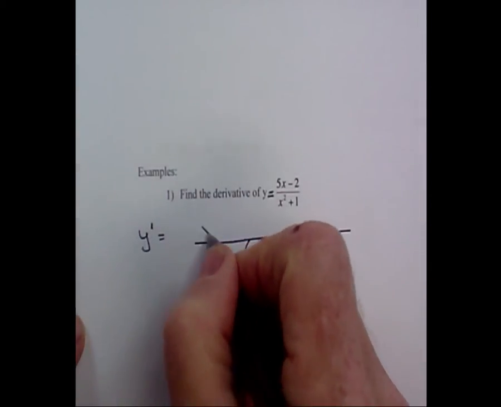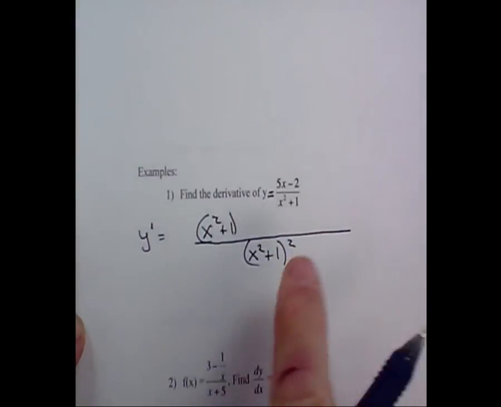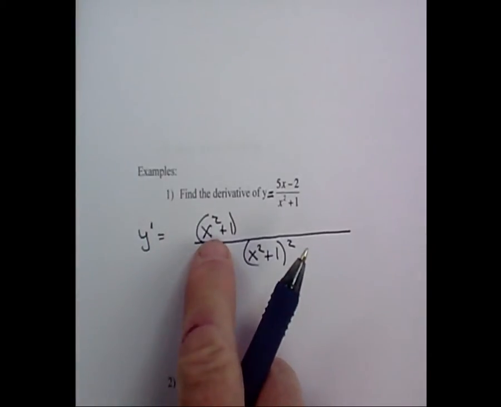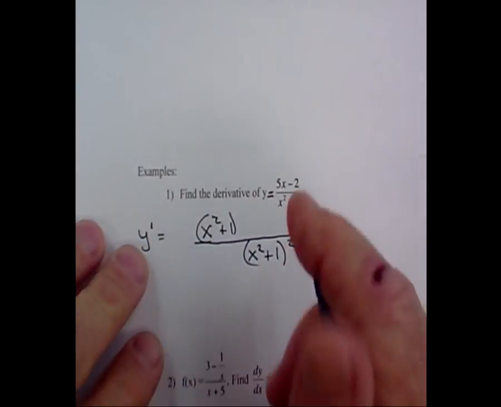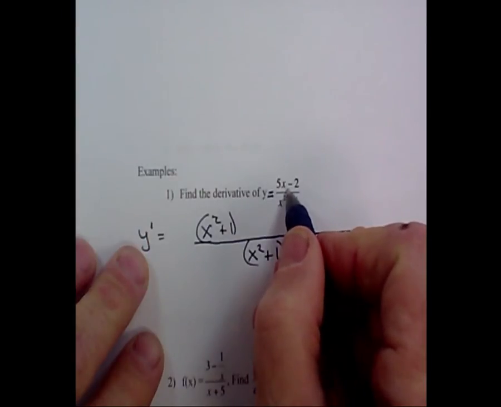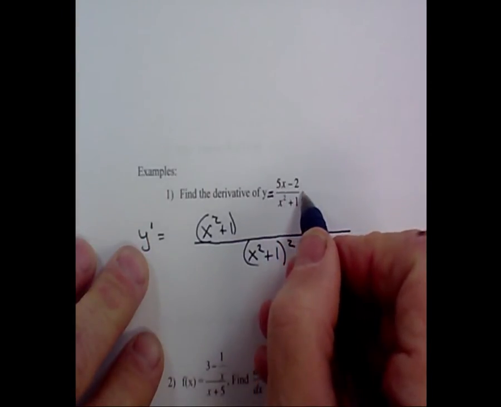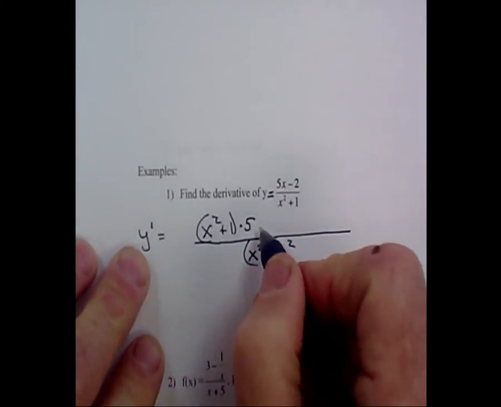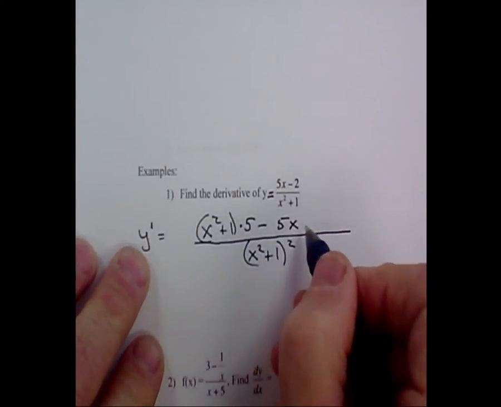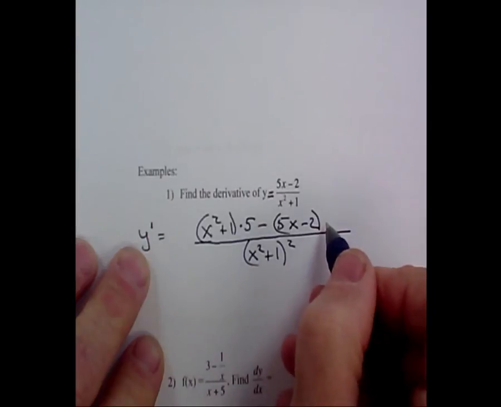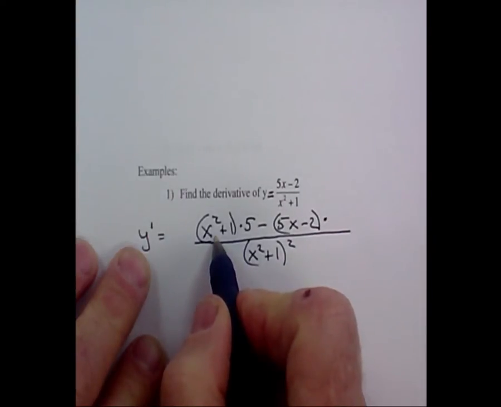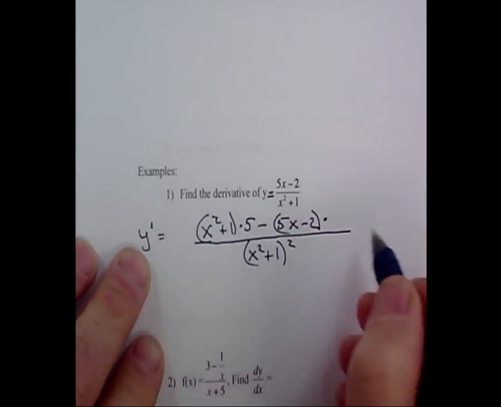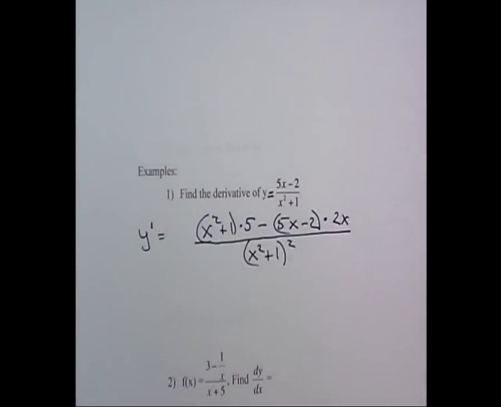Then the next thing I do is I write x squared plus 1. Now, notice here's g of x squared, here's g of x, times the derivative of the numerator. Well, what's the derivative of 5x minus 2? It's 5, so it's times 5. Minus, where did that 5 come from? 5x minus 2 times the derivative of this thing. What's the derivative of x squared plus 1? 2x. So it looks like that.